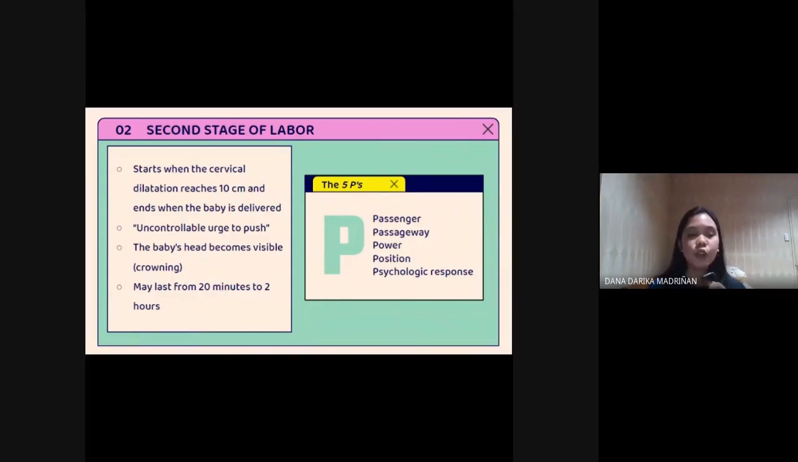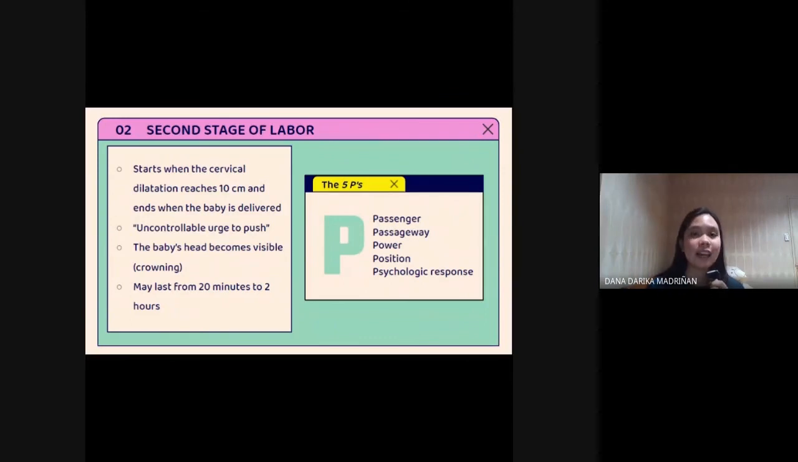So next po, the third P is power. Power naman po refers to the contractions ni mommy, and ito po yung pag-iri po niya. So, power refers to contractions or yung pag-iri po. So, that's also important. The next P is position. Yung position din po kasi ni mommy ay important dahil mas lalo po siya mahihirapan manganak kapag hindi po siya comfortable sa position po niya.